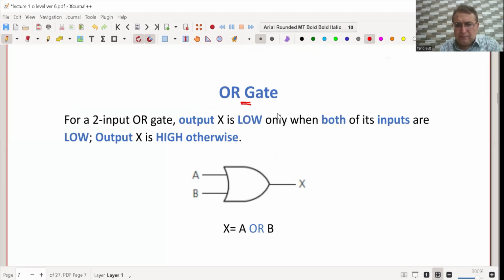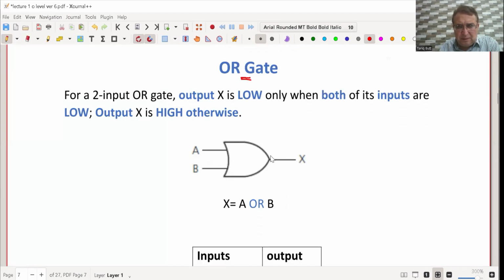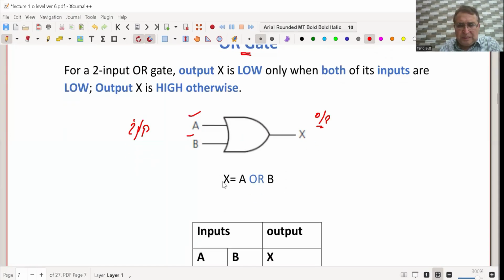Next is OR gate. Its symbol is this. These are the inputs. And this is the output. And the logic expression that we can write down for this OR gate is the first input, A, the second input, B, and in between OR. So A or B, that's it. However, if you are interested in writing down its Boolean expression, it is written down like this, A or B. Fine.